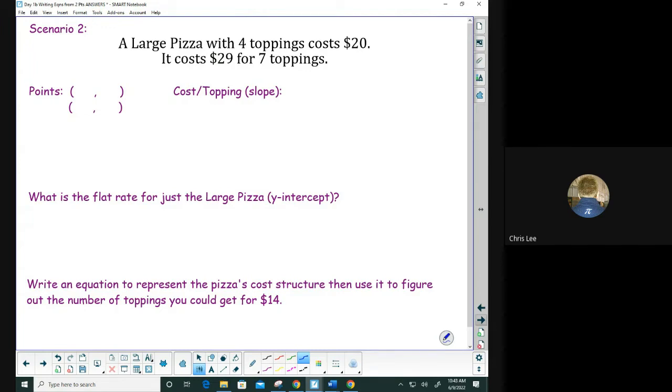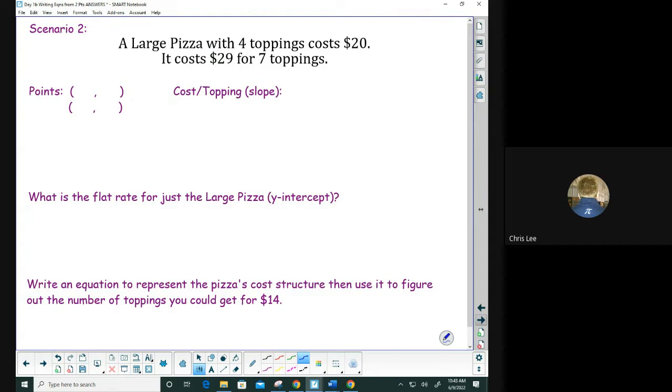It says a large pizza with 4 toppings costs $20. It costs $29 for 7 toppings. Remember, we can't just divide here. We can't go off and say, hey, it's $20, 4 toppings, that's $5 a topping. That's not true, because 5 times 7 is 35. It's not $5 per topping. In that $20, there's a flat rate. So we can't divide.